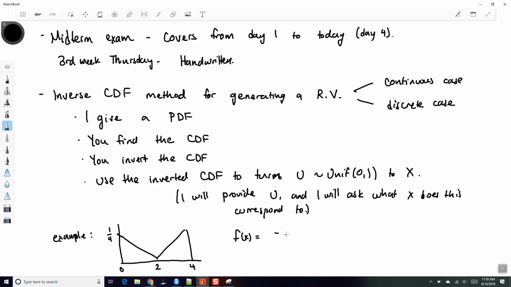It's going to be 1/4 minus 1/8 x for x on 0 to 2, and then this is going to be negative 1/4 plus 1/8 x for x on 2 to 4. Okay?